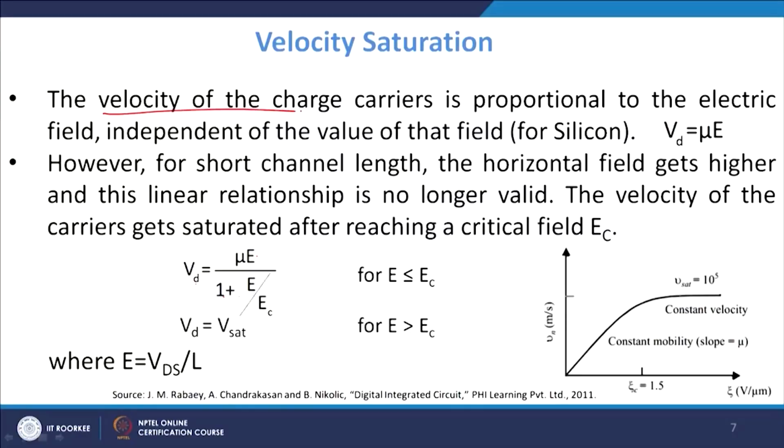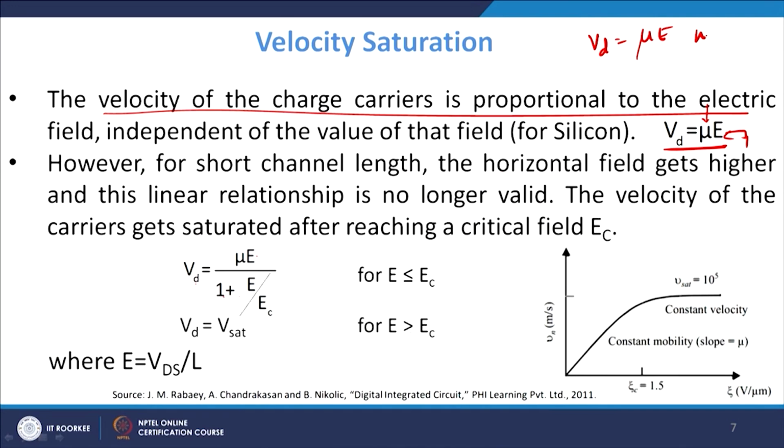As we have discussed earlier, the velocity of the charge carriers is proportional to the electric field. So, Vd, which is known as the drift velocity, equals mu, the mobility of the charge carriers, multiplied by the electric field, right. However, for a short channel device, the electric fields in the longitudinal direction and the transverse direction are both equally high, and therefore this linear relationship of Vd equals mu times E is not valid anymore.